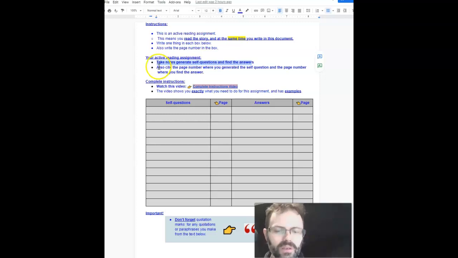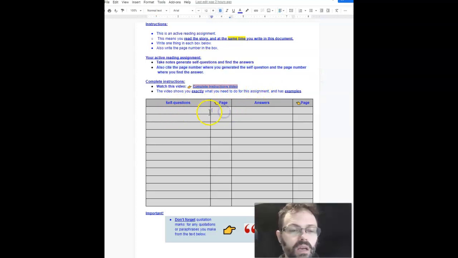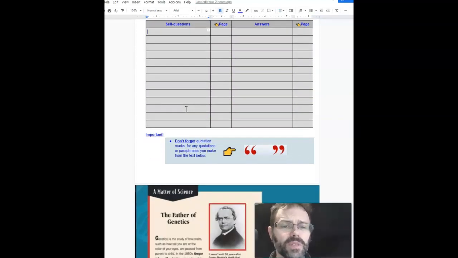Why did the author, what purpose is this? Why did the author choose this text feature? And also you're going to cite the page number where you generated the self-questions and the page number where you find the answer. So you ask a question about it, and then you write the page, and then you find the answer, and then you write the page that answer came from. Let's do a couple examples together.